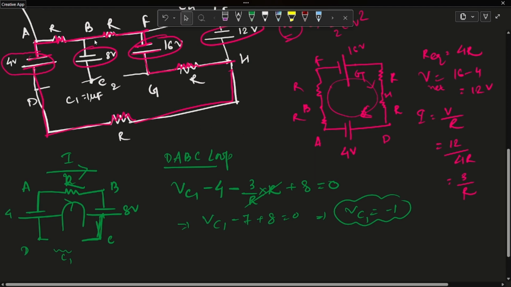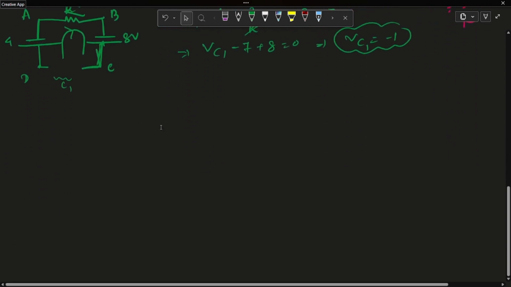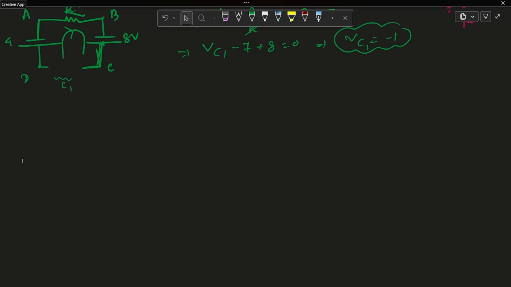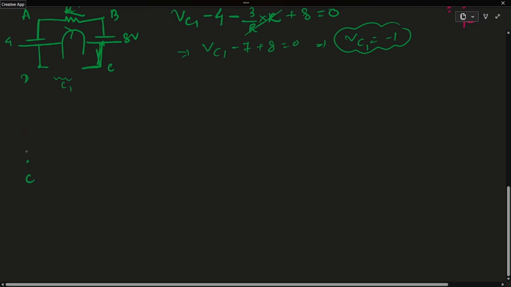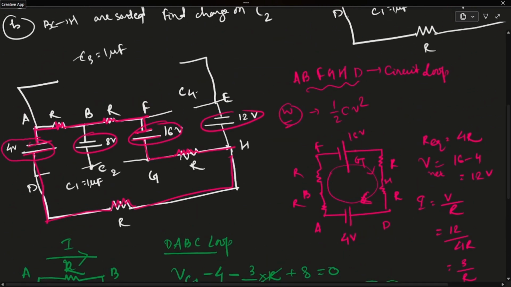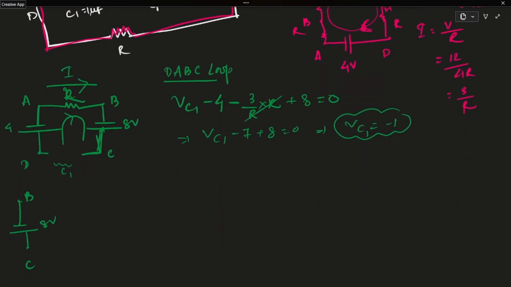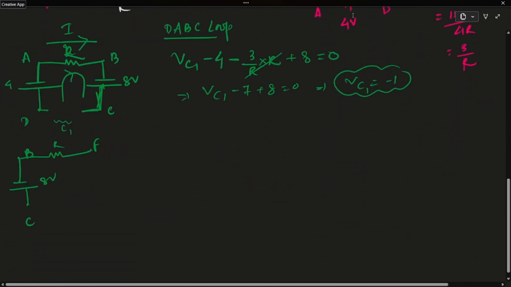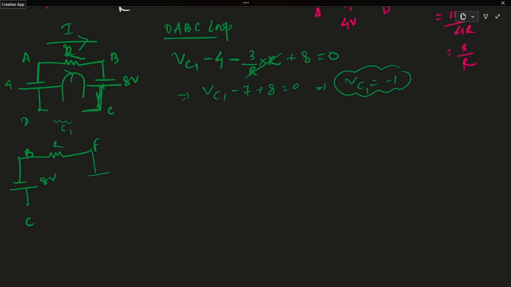Now let's find it across C2. For the C2 voltage drop, I am taking the loop C, B, F, G. This is C. There is an 8 volt battery between C and B, then F. Between B and F, there is a resistor R. Between F and G is a battery of 16 volts. This is G. Here is the capacitor C2.